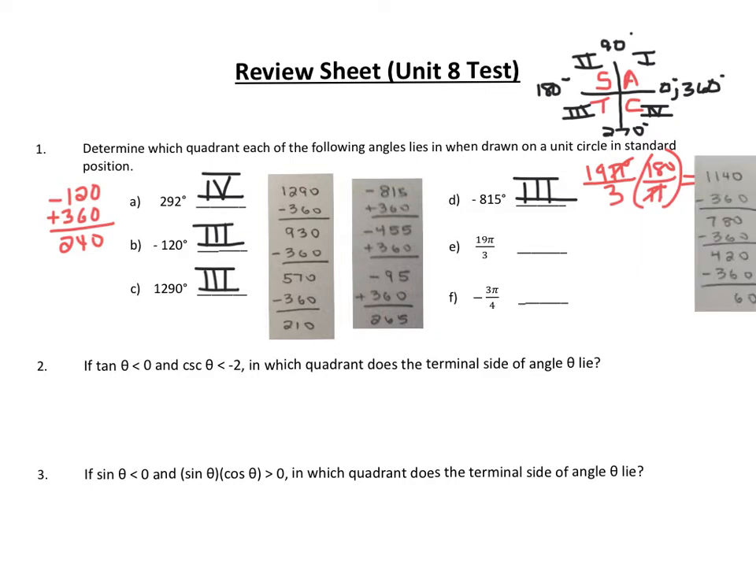Okay, so you could see here I had to subtract off 360 3 times in order to get an angle that was between 0 and 360. And when I did, I wound up with a 60-degree angle. So we could see that 60 is in between 0 and 90, so that's going to be in the 1st quadrant.